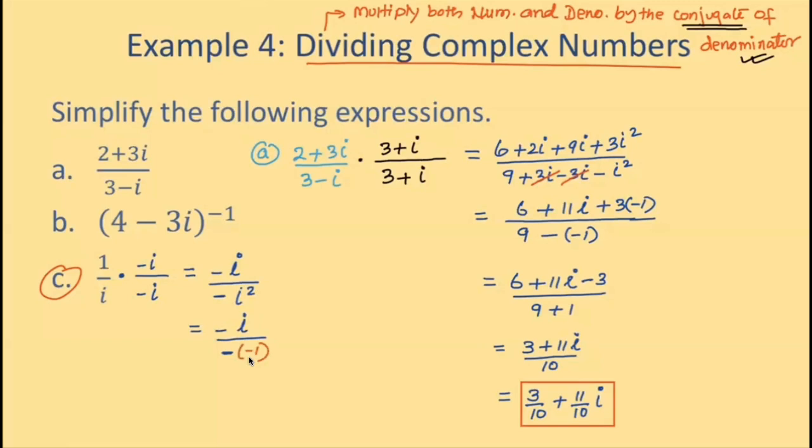So if I simplify that, I get negative i divided by, in the denominator, negative 1 times negative. Negative times negative is positive. So I get negative i divided by 1. When you divide by 1, the value will not change. That means it is simply negative i. Positive divided by negative is negative.